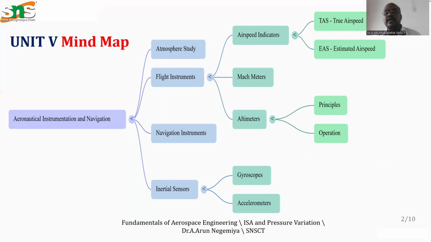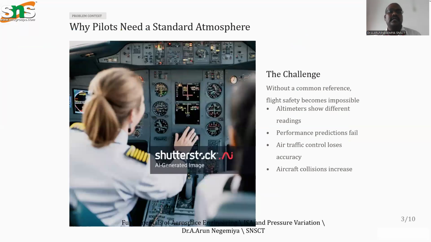In that flight instrumentation, it can be classified into airspeed indicator, Mach meter, and altimeter. The airspeed indicator can be classified into two types. One is true airspeed. Next one is the estimated airspeed. And the inertial sensors can be classified into gyroscopic and accelerometer.